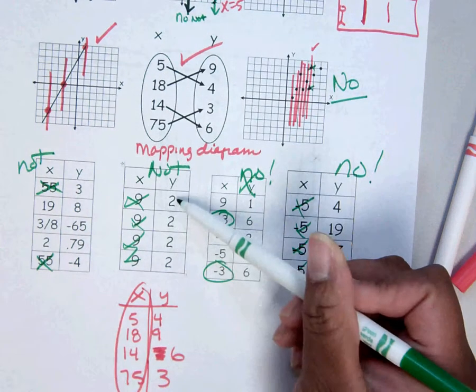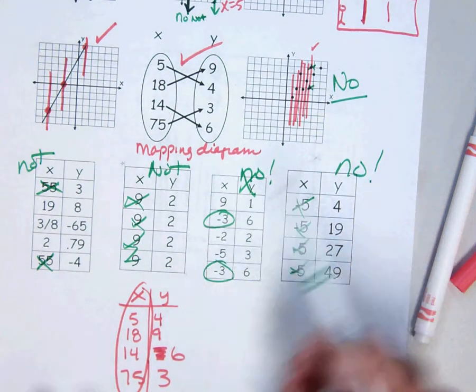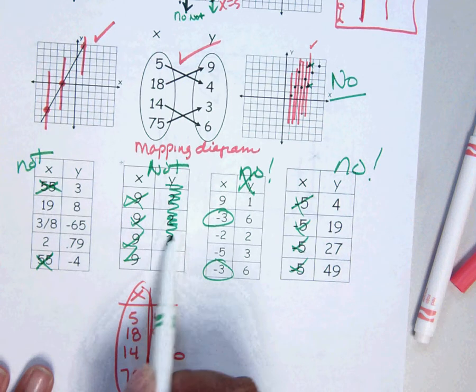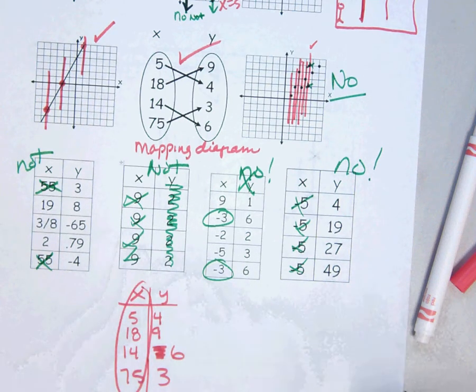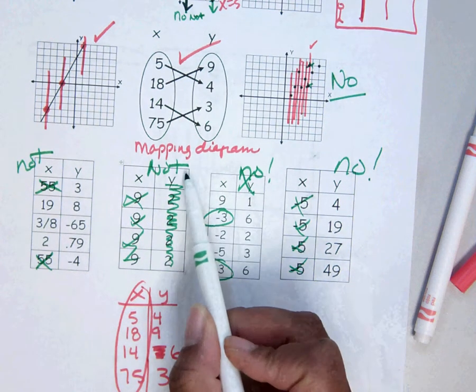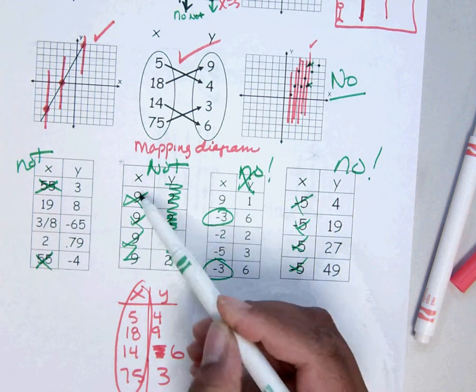So I know you see that the 2 repeats here, but does it matter what the y is doing? No, only what the x is doing. It's still not a function, but it doesn't matter what the y is doing. You only look at the x.